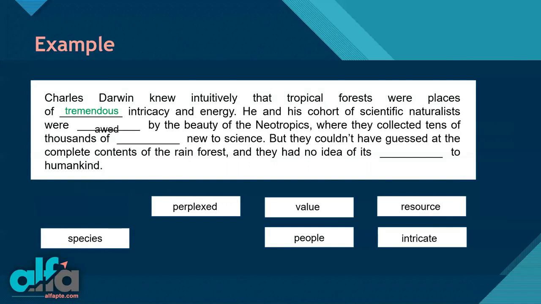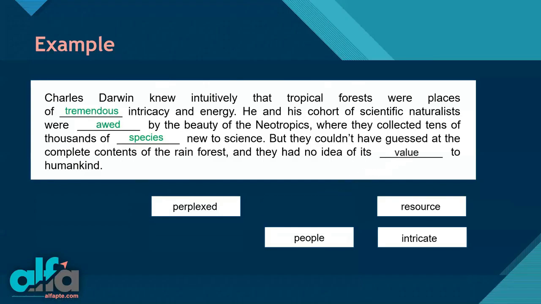So odd. Where they collected tens of thousands of, we already got it. Species. New to science. But they couldn't have guessed at the complete contents of the rainforest, and they had no idea of its dash to humankind, of its value. They clearly said were places of tremendous, a lot of intricacy and energy. So it's value. So that's how you select your answers.